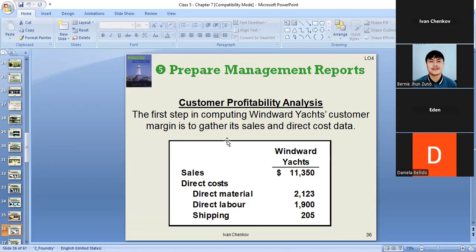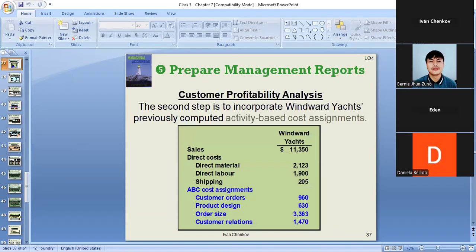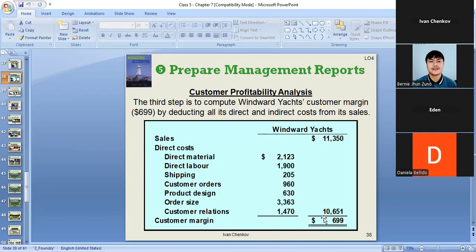So how about the customer? Once we add the direct material, direct labor, and shipping for that customer, then we add the cost that we calculated from the activity-based costing, and we find out that from this customer, we're actually generating $699. It's not ginormous, but at least we're not losing from this customer. So we can keep this customer.